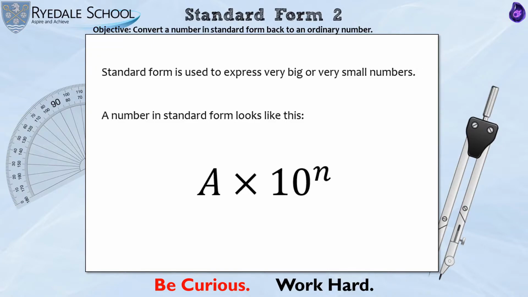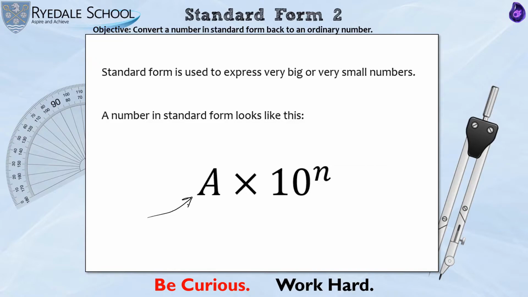Now, a number in standard form always looks like this, with an A times 10 to the power of a certain number. Now, what's important is the value of A is always between 1 and 10. The times 10 is always going to be there. And the N, the power, just gives you a bit of an indicator of how large your number is going to be. So I'm just going to write that down.